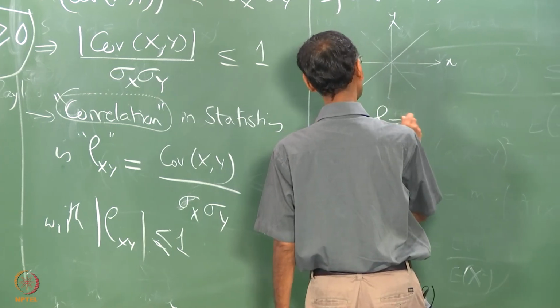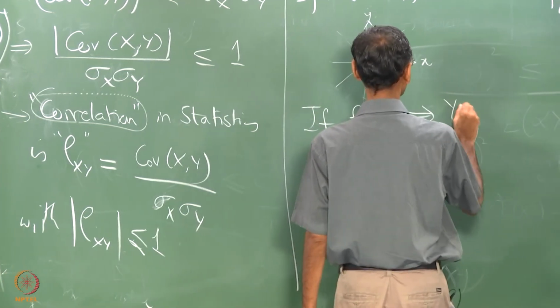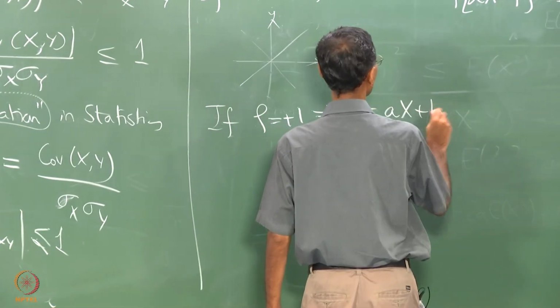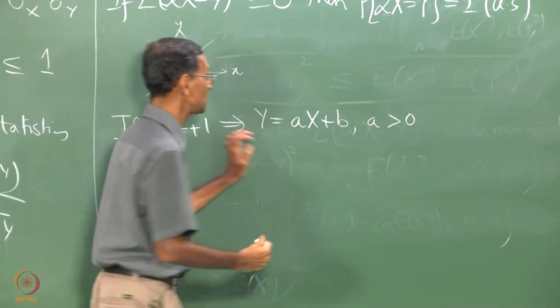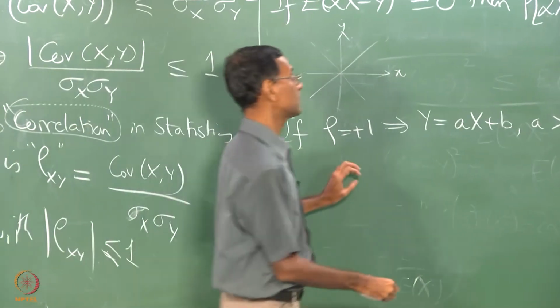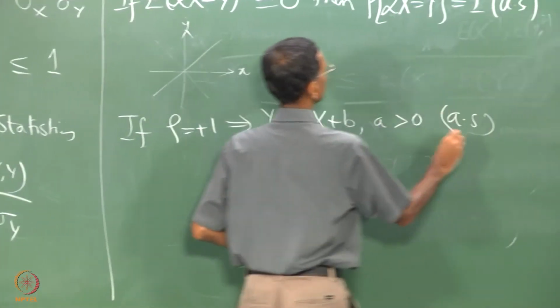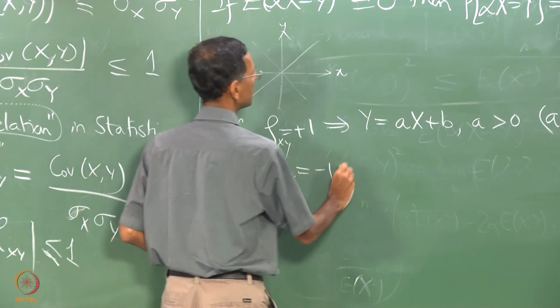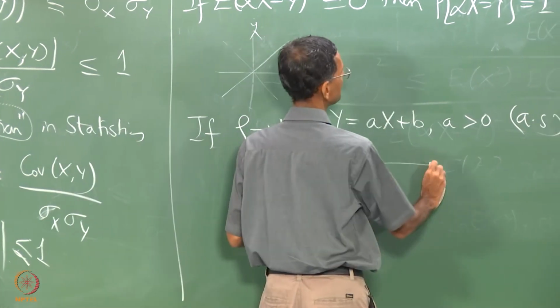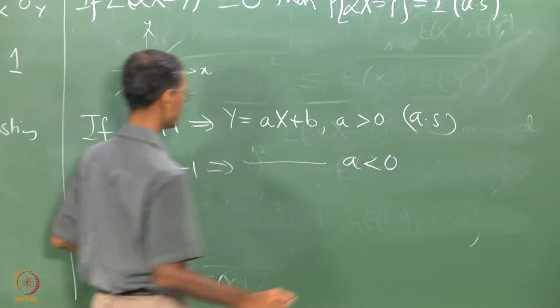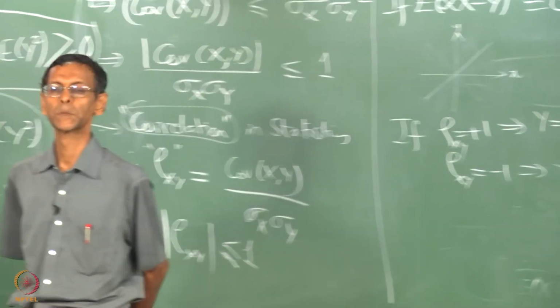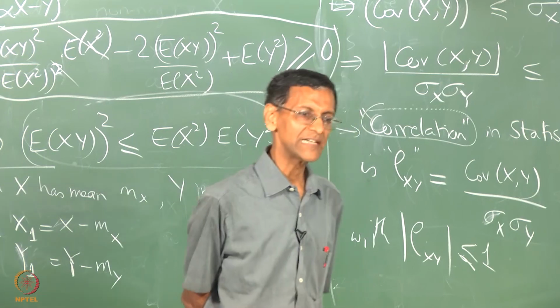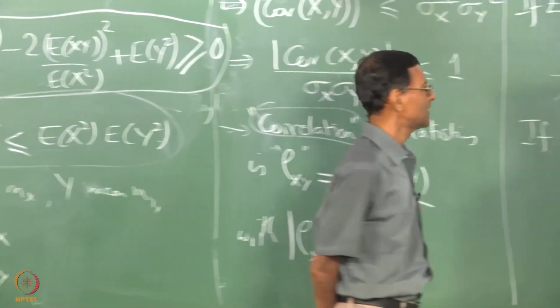So if rho equal to plus 1, that means that y equal to ax plus b, where a is positive, then they are positively correlated almost surely, of course. And if rho is minus 1, that means what? The same ax plus b with a less than 0. So rho is a great indicator of a linear relationship.